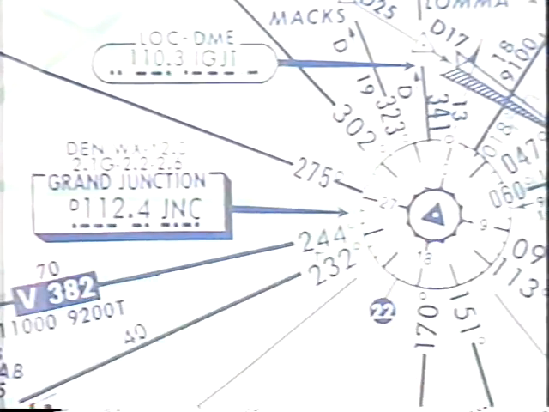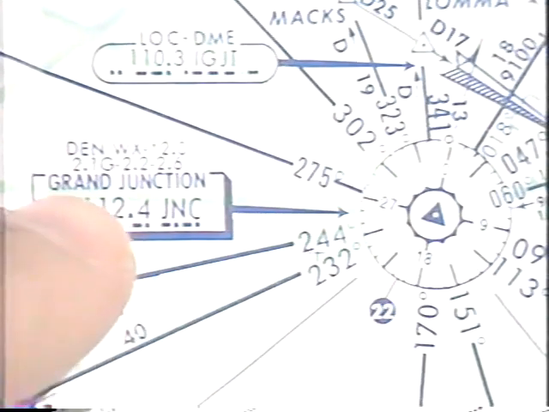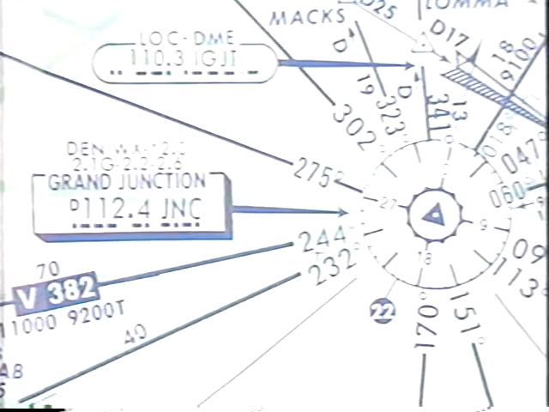The scalloped ring means that each one of them has DME, and in addition to that, down in the frequency box, you'll see a small D. That also means that the station is equipped with DME.